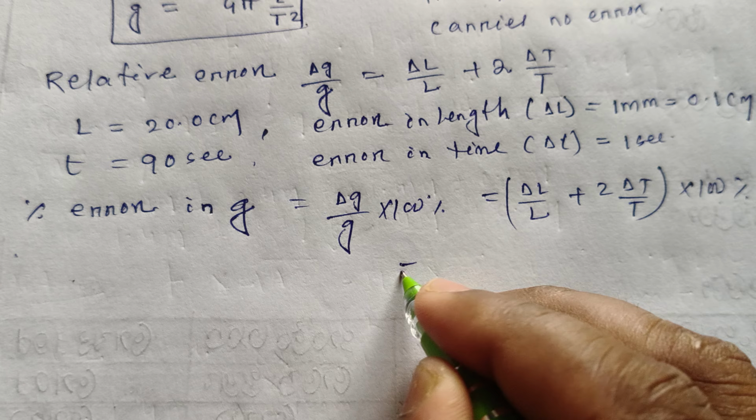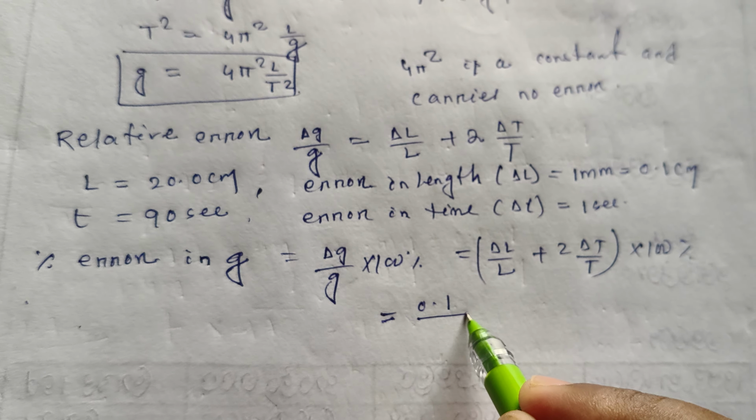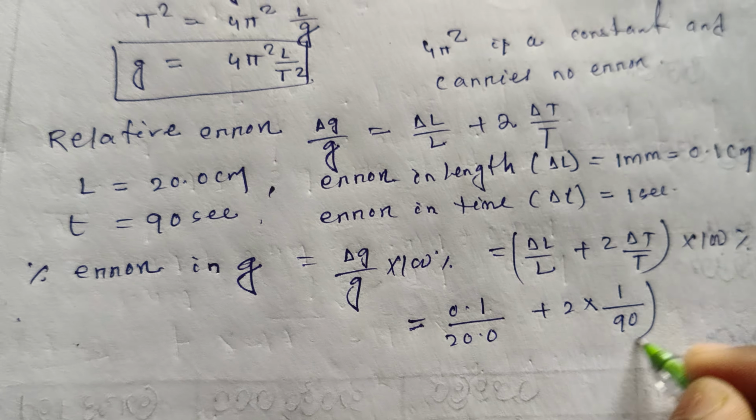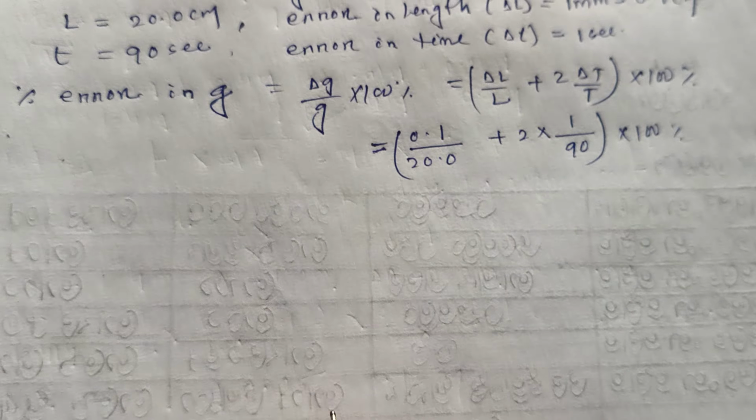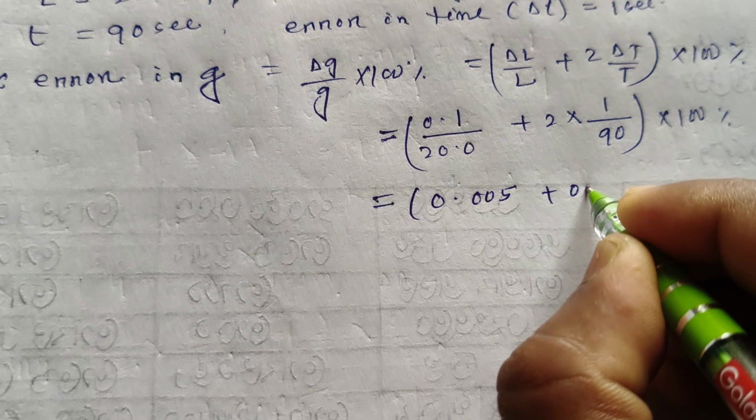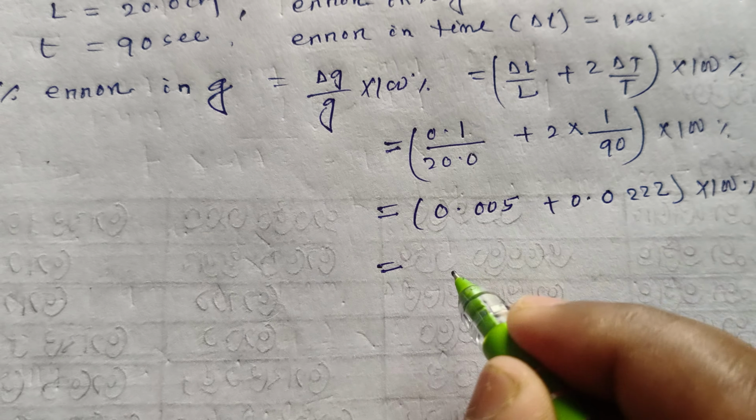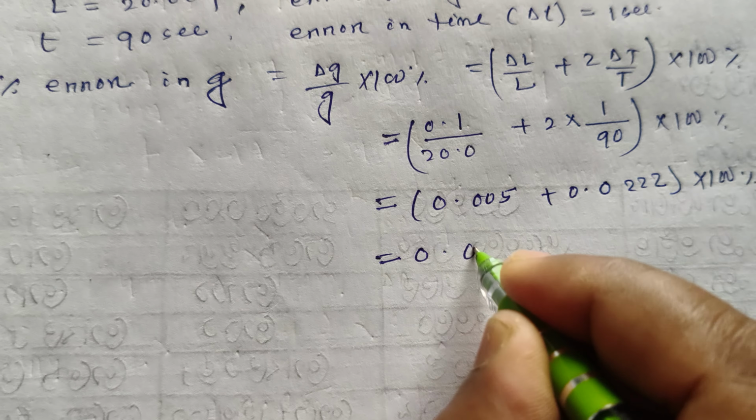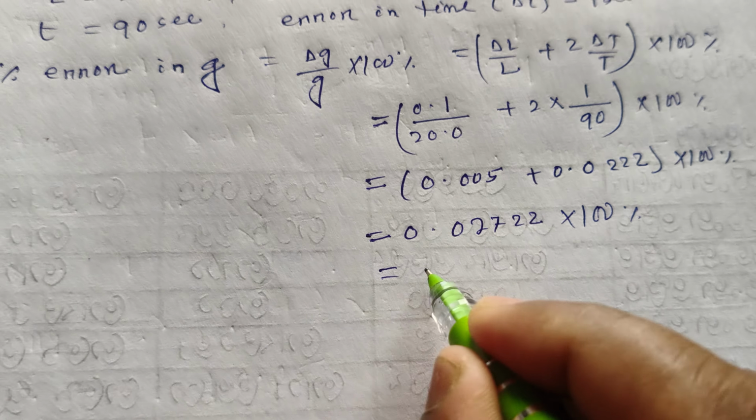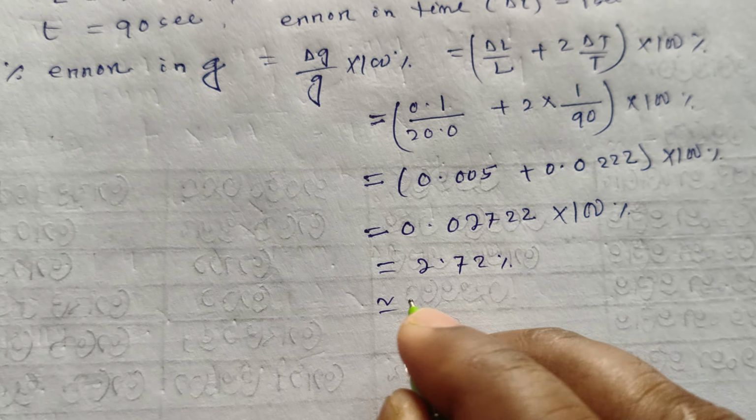Now we have to substitute all those values. L is equal to 20.0, del L is equal to 0.1, plus 2 times del T is equal to 1 and T is equal to 90, into 100%. Okay, now solving it, what shall I get? 0.005 plus 0.0222, into 100%. Adding these two numbers, 0.02722 into 100% is equal to 2.72%. So this value is close to 3%.